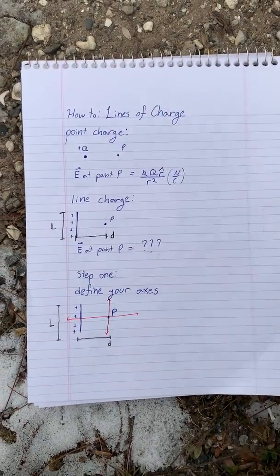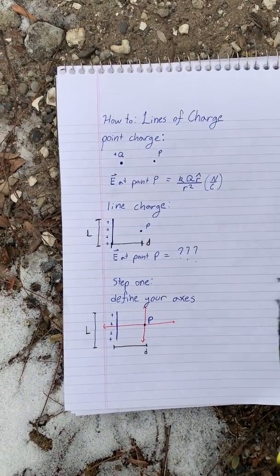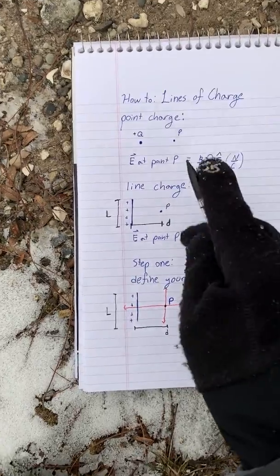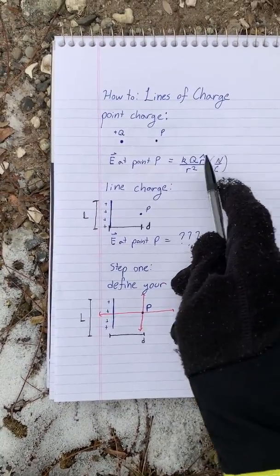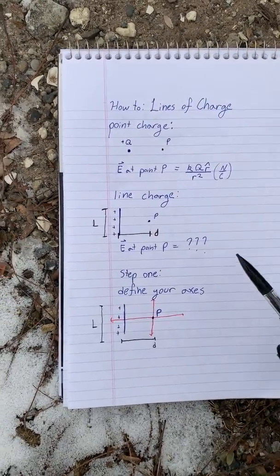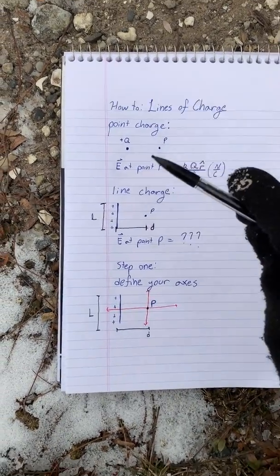Hello, today we're going to learn how to find the electric field with lines of charge. Before we did point charges, and that's easy. You just plug it into this little equation right here and out pops our electric field vector. But with lines of charge, it's a little harder.